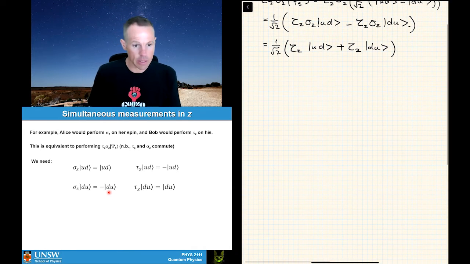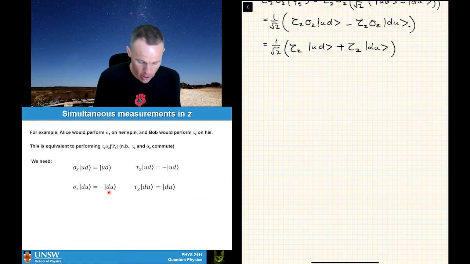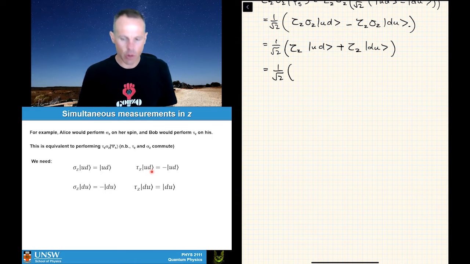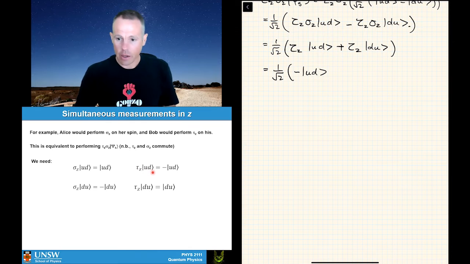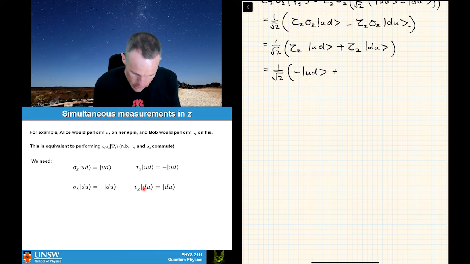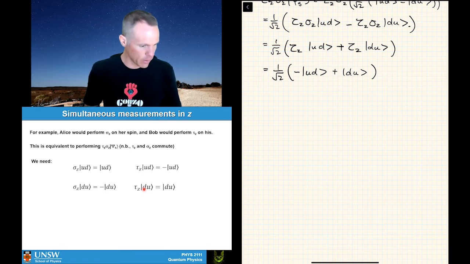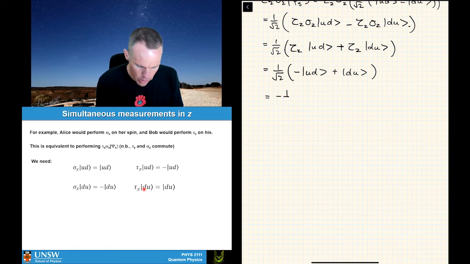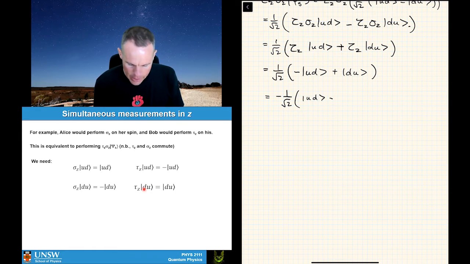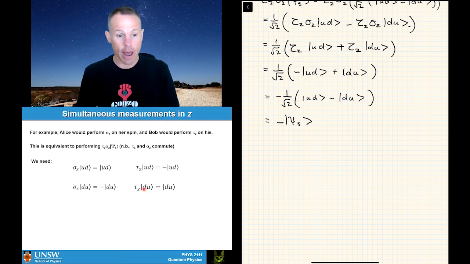And then the second step in this is just to repeat the operation now, but using the tau operators. So this would be 1 over root 2. Tau z on up down will give us minus up down, minus up down. And tau z on down up will give us down up. So this will be plus down up just here. Of course, what we can do is carry the minus sign out the front. So this would be now minus 1 over root 2, up, down, minus, down, up. And of course, this is just minus psi s. Okay, so it's the state that we had right in the beginning.